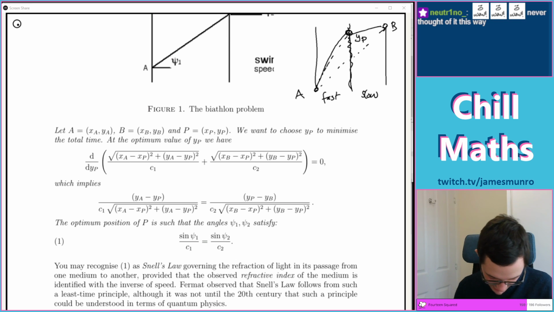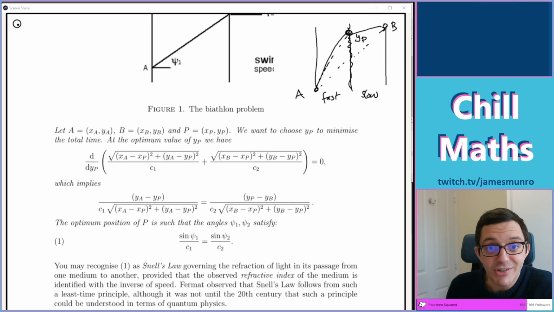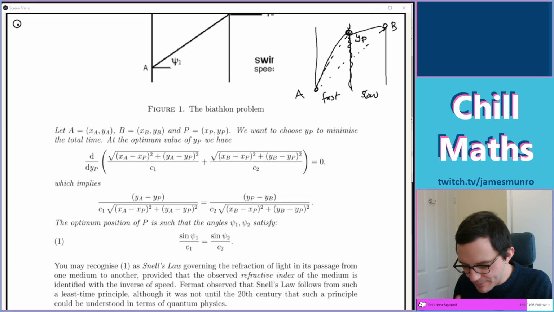Right, hang on, let's learn this bit then. Fermat observed that Snell's law follows from such a least time principle. Not until the 20th century could such a principle be understood in terms of quantum physics. Now, I don't know any quantum physics, if I'm honest, so I don't know what that means. Is this like the idea that light kind of does everything? Is there a principle of least action in quantum mechanics?